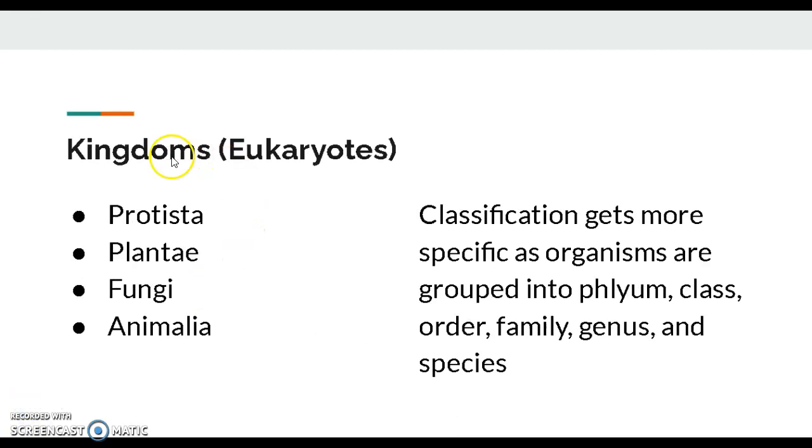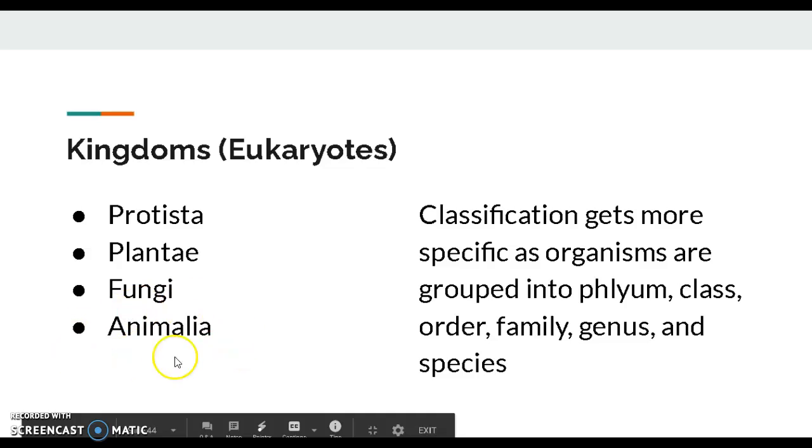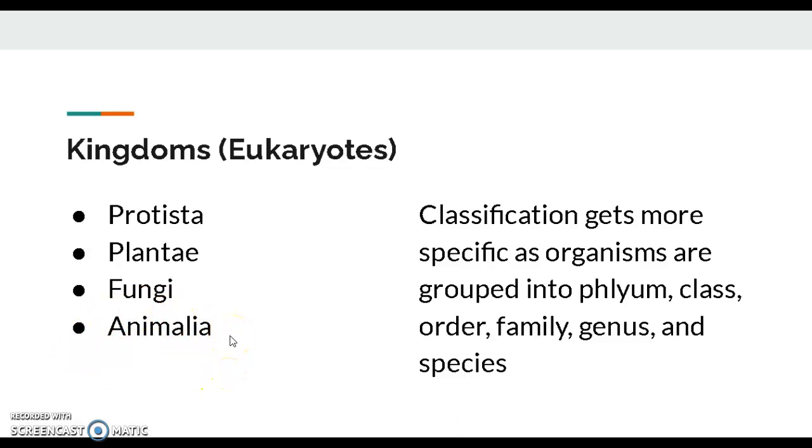Next we have kingdoms. These are specifically eukaryotic kingdoms: protists, plants, fungi, and then we are going to be focusing on the kingdom Animalia, since that is where all the animals can be found. And then classification gets more and more specific as organisms are grouped into phylum, class, order, family, genus, and species.